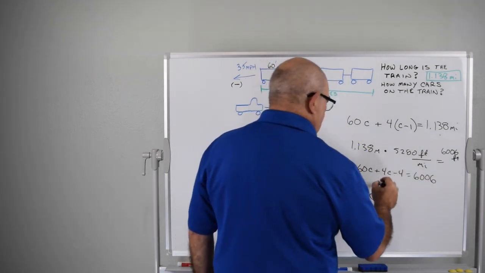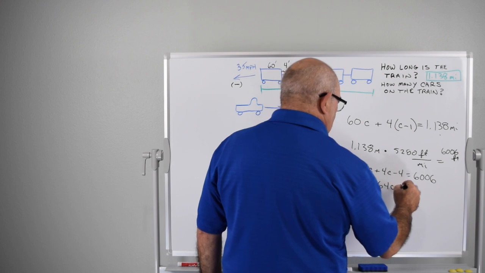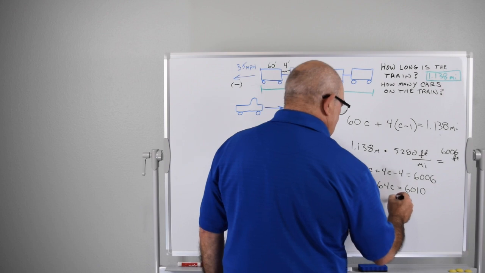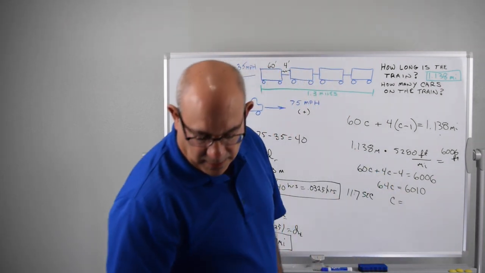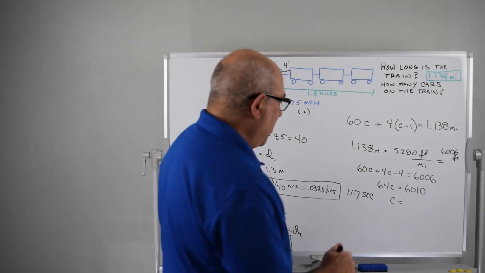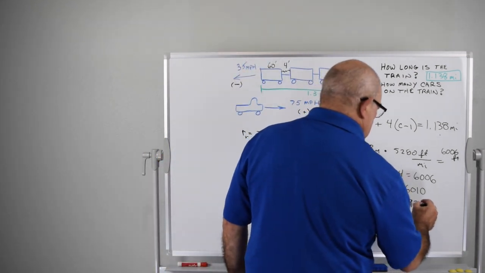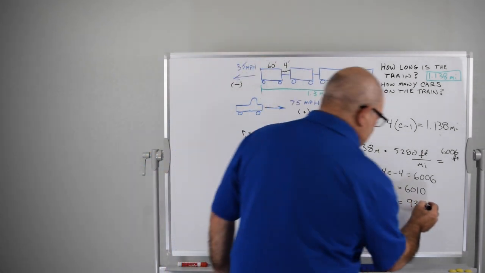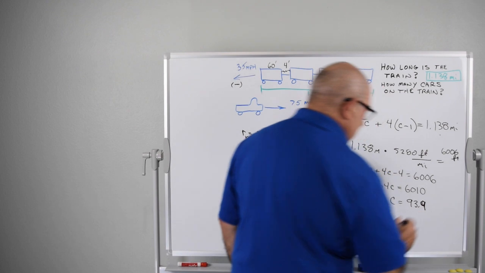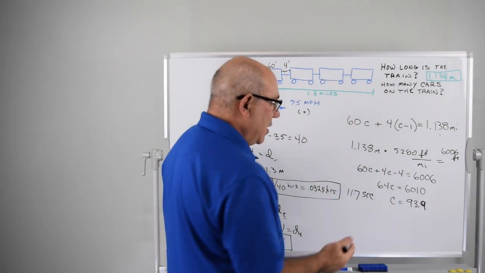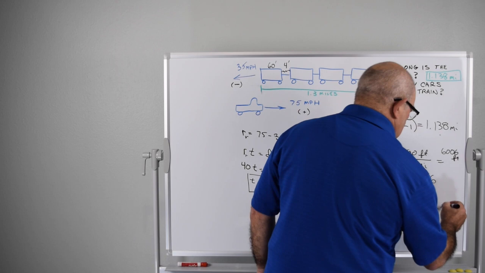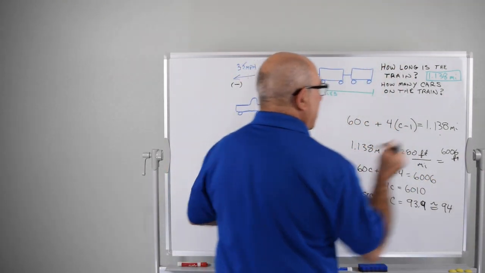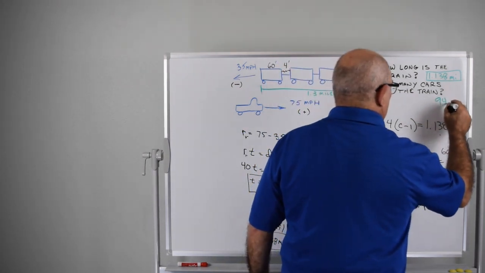So we get 64c equals 6,010. We divide that, and c equals 93.9. Sorry about that, 93.9. Since we can't have nine-tenths of a car, we'll just call it 94. Approximately equal to 94. So the answer to the second part is that there were 94 cars.